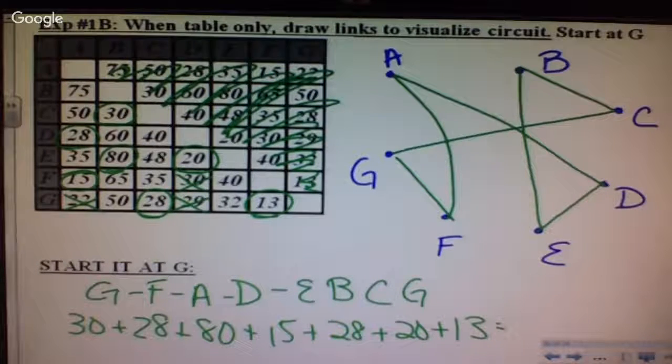Can somebody go back over this for me? Because I might have got it wrong. What did you get? I got 214. I also got 214.